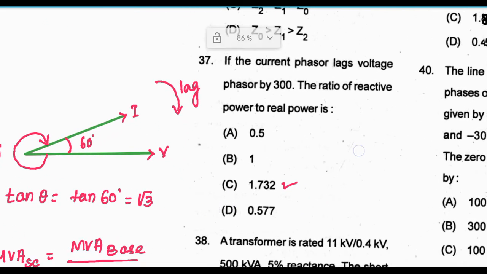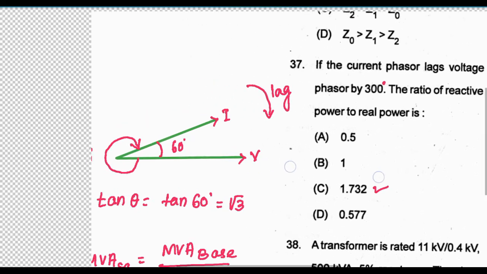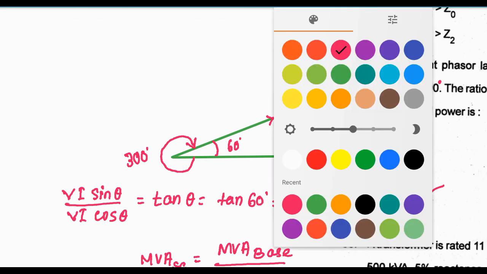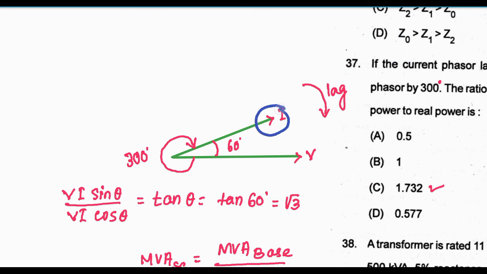Question number 37. If the current phasor lags the voltage phasor by 300 degree, the ratio of reactive power to real power is. Here, the current phasor lags the voltage phasor by 300 degree. That means this one is the voltage phasor, this one is the current phasor, and it is lagging by 300 degree. That means the current is leading the voltage by 60 degree.